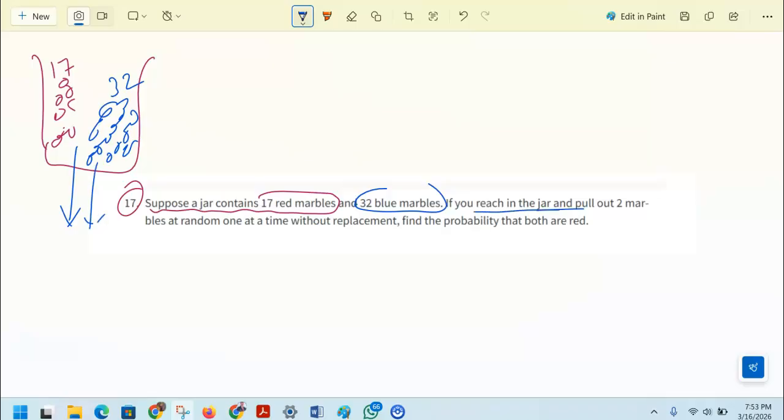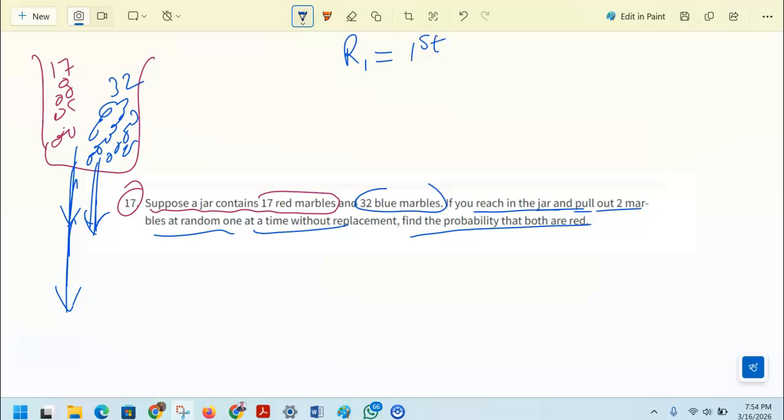See? So you reach in the jar and pull out two marbles at random, one at a time. That means you just pull out the first one and then you pull out the second one. So find the probability that both are red. So you're supposed to write both are red. So we can say let R1 be the first marble is red. So we can say, okay, that's the first one. Let R2 be the second marble is red.